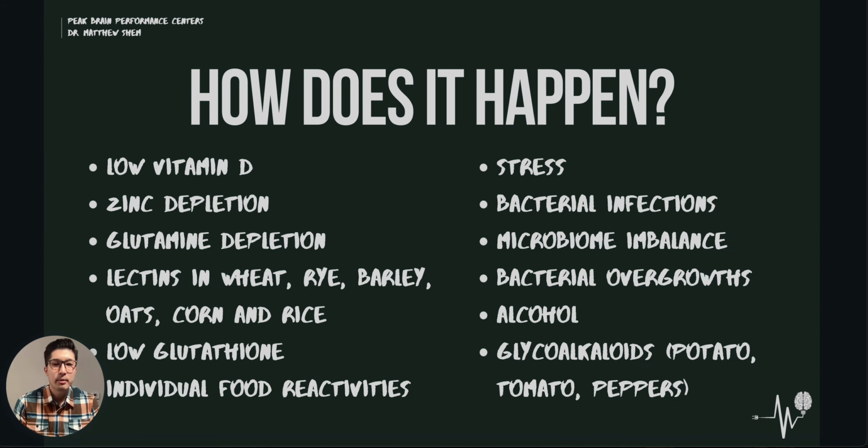So how does this happen? So there are a bunch of different ways, but here's the main ones here. And it's talking about having low vitamin D levels, low zinc, low glutamine, things like lectins, which are in wheat, rye, barley, oats, corn, and rice, having low glutathione levels.